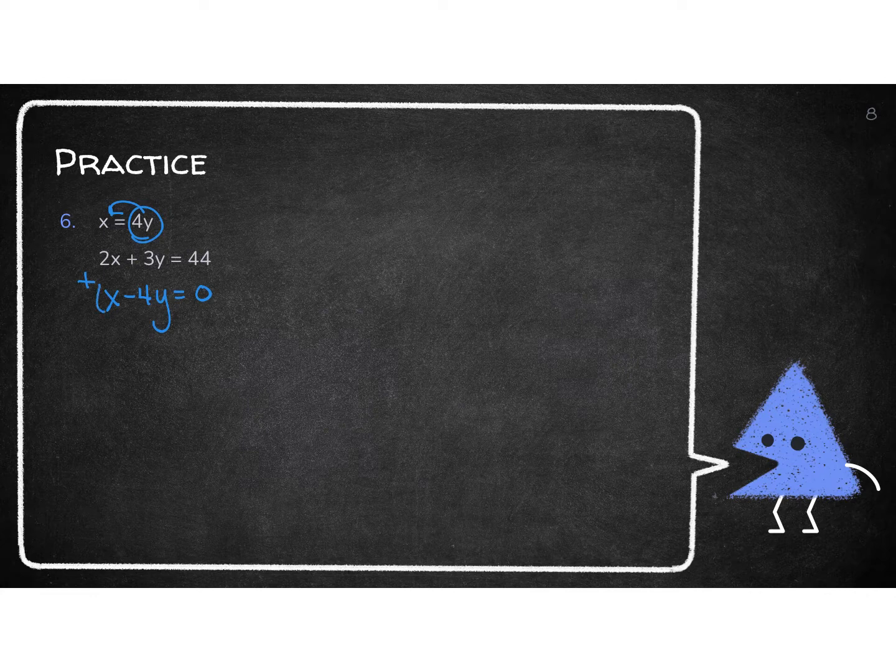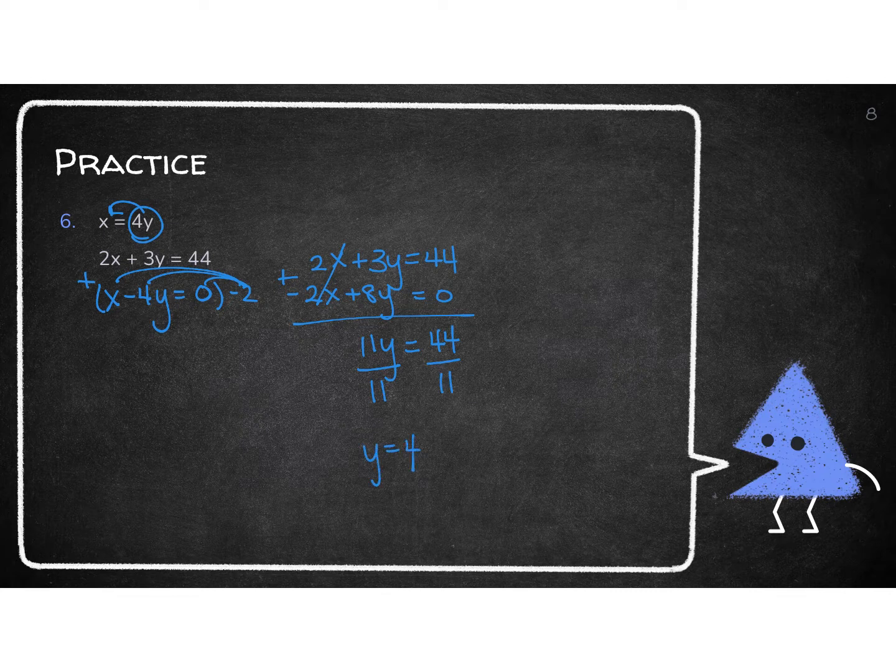I need to multiply the second one by a negative 2 because I need that 1 in front to look like a negative 2. So I'm still going to have the 2x plus 3y equals 44. I'm going to distribute this negative 2 to everything. So I'm going to have negative 2x plus 8y is going to equal 0. Now I can add straight down. So my x's are going to cancel. 8y and 3y is going to give me 11y. 0 and 44 when I add is going to give me 44. Divide by 11, I'm going to get y equals 4.